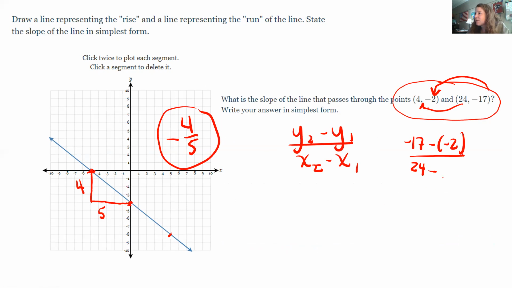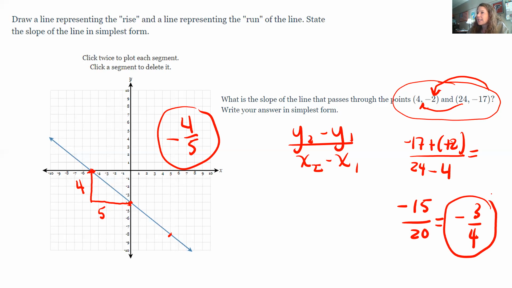Sorry, guys. 24 minus 4. So we're going to do bam, bam. And then that's a negative 15 over positive 20. If I divide both of those by 5, I get -3/4. So that is my slope.